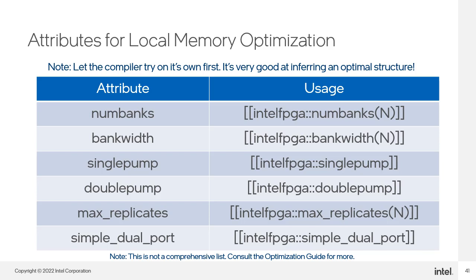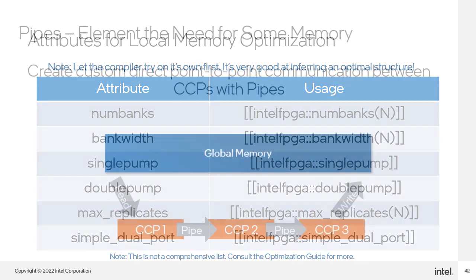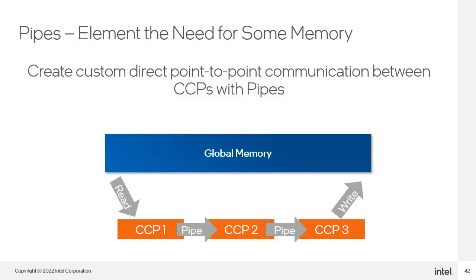The list shown here isn't exhaustive. You can check the optimization guide to find more and learn their behavior. A memory structure that is available and you can take advantage of is the pipe. Instead of going through the DDR from kernel to kernel, you can send data from one kernel to another and the compiler will build pipes for you.